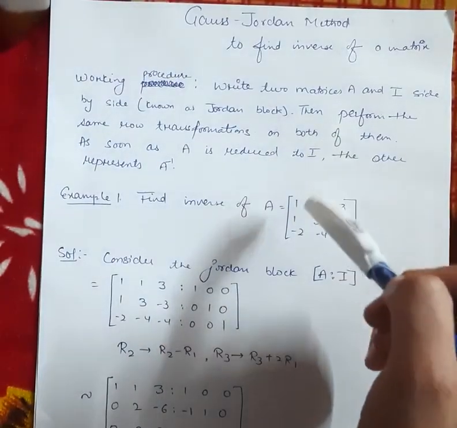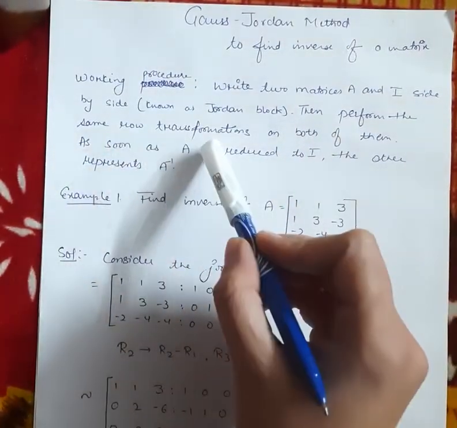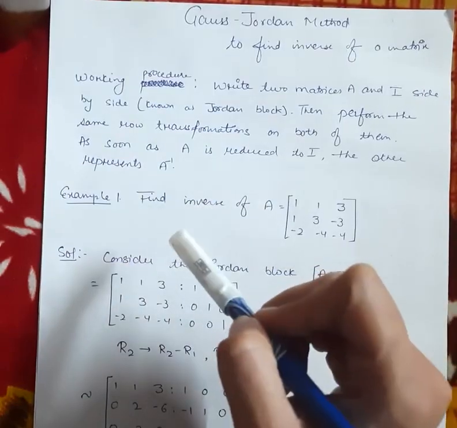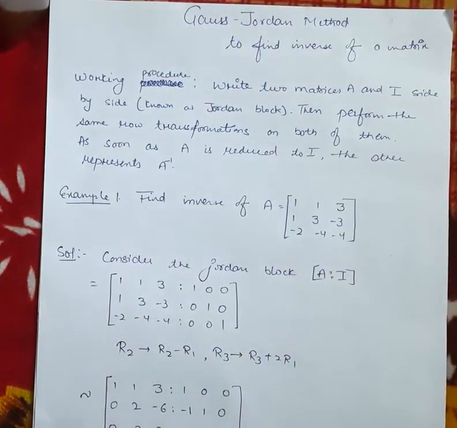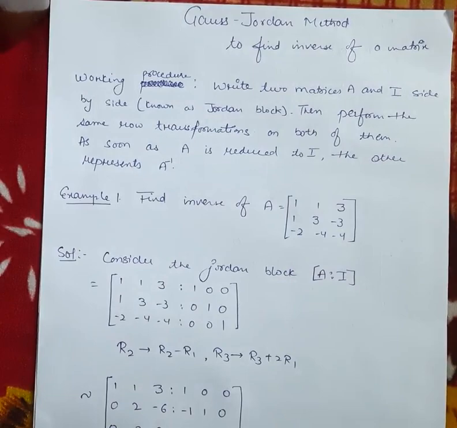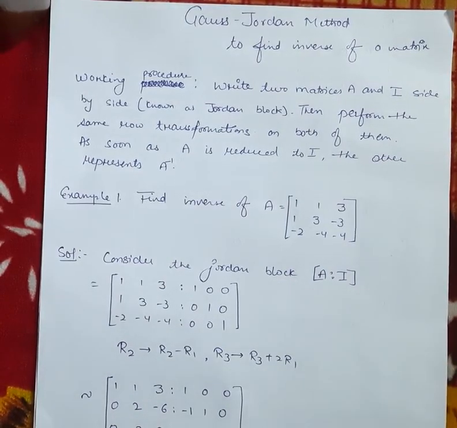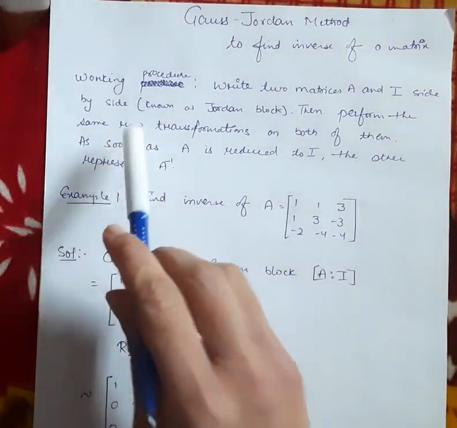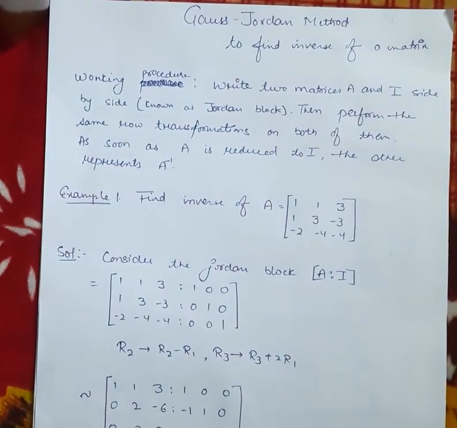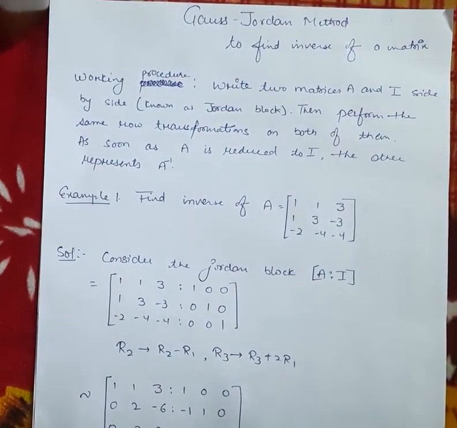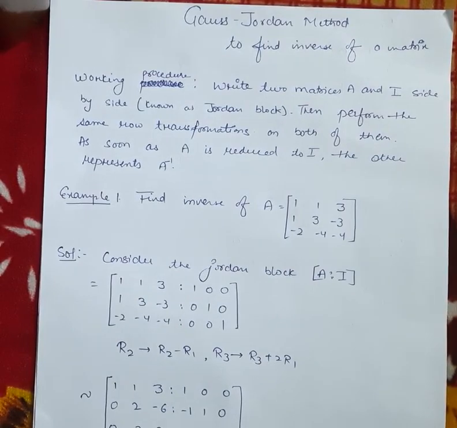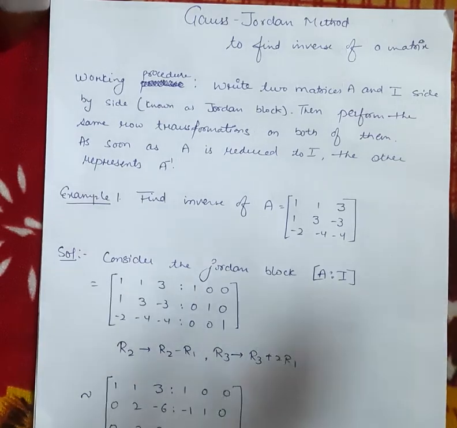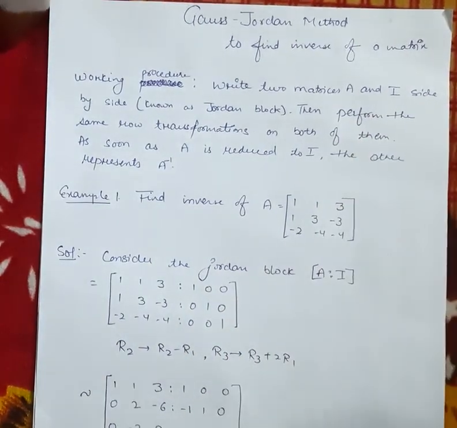Then in the next step, we will perform the same row transformations on both of them. We will use row operations, and we can use column operations as well, but remember one thing, in the complete question either use the row operations or use only the column operations, but don't mix them. We are not allowed to do that. Either use only row operations or only column operations, on A as well as on I.